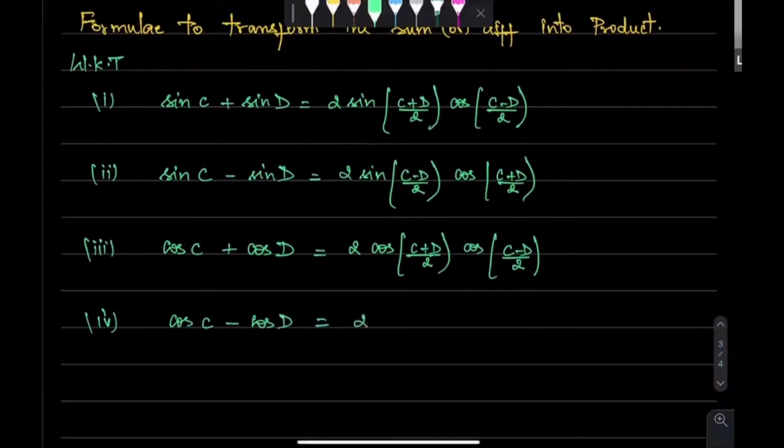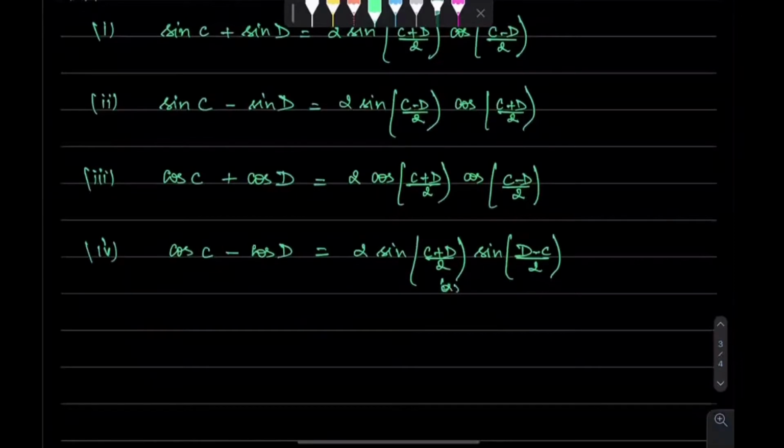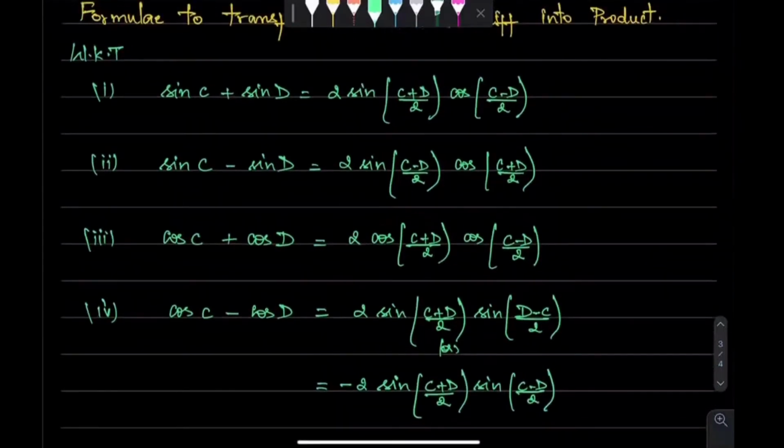It's going to be 2 sin (C plus D) by 2 and sin (C minus D) by 2, or sin (D minus C) by 2. If you're writing D minus C, there is no minus sign. The way I told you is minus 2 sin (C plus D) by 2 into sin (C minus D) by 2. Without minus, you can use it in this way. So there are two results here. You have to understand, these two are important.